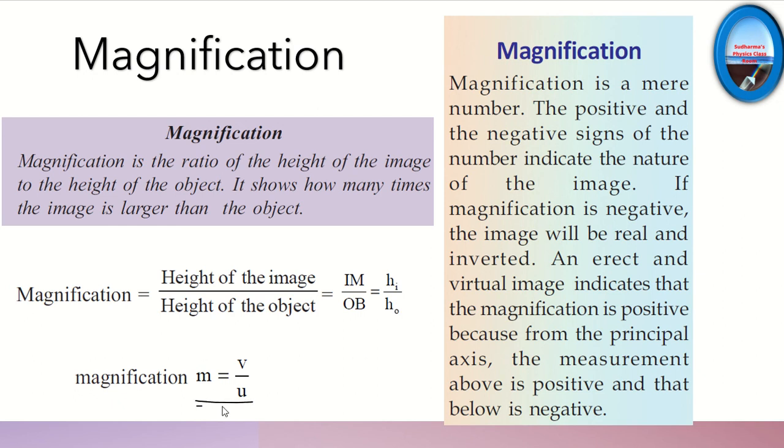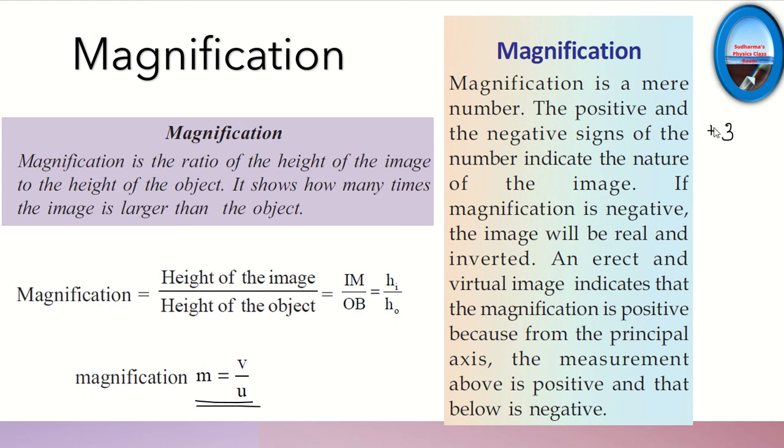Another formula for magnification is V divided by U. If you have only image distance and object distance given, then you can calculate it using V divided by U. Magnification doesn't have any unit because it's a ratio of two similar quantities. Now, if you have a positive magnification, for example, I'm giving plus 3, they ask what kind of a lens it is. Sometimes they can ask what kind of a mirror it is.